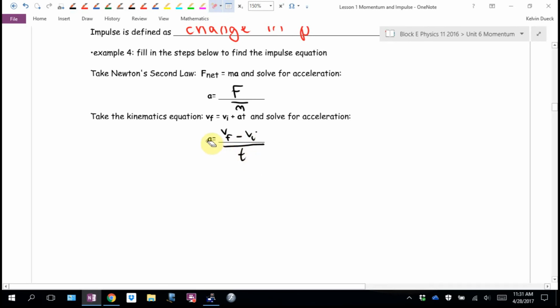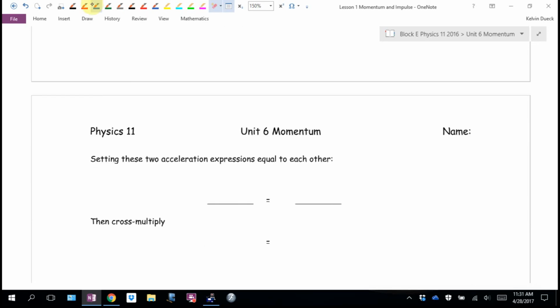Luke, what does this equation equal? What does the A stand for? Jenna, what does your equation equal? What does the A stand for? You're saying they both equal acceleration, then they both equal each other. And that's what I'm going to do in my next line. On my next line, I'm going to say, I guess that means that F over M equals VF minus VI over T.